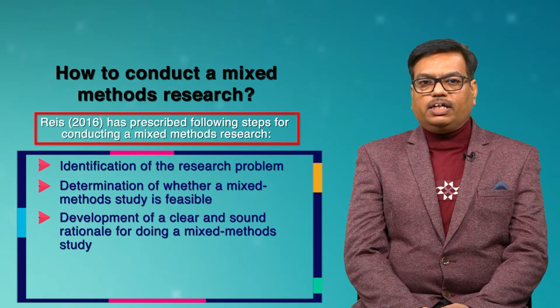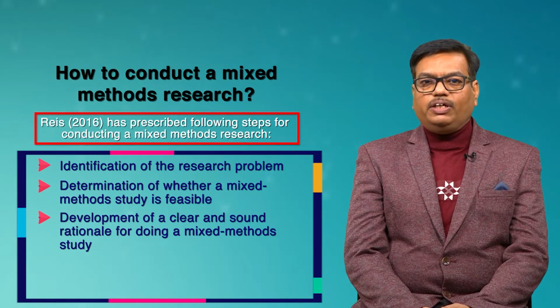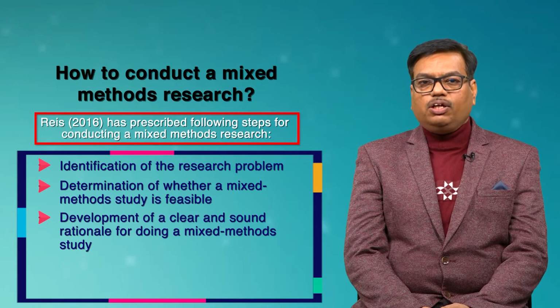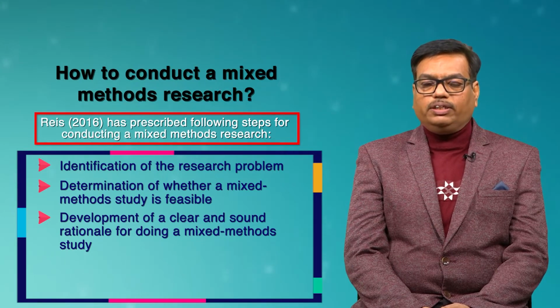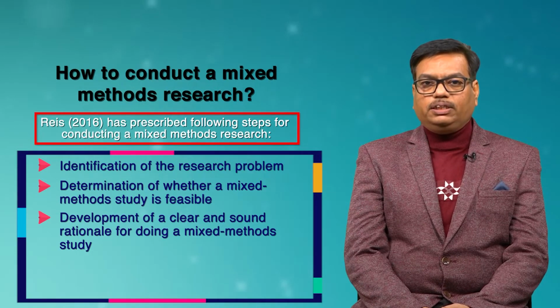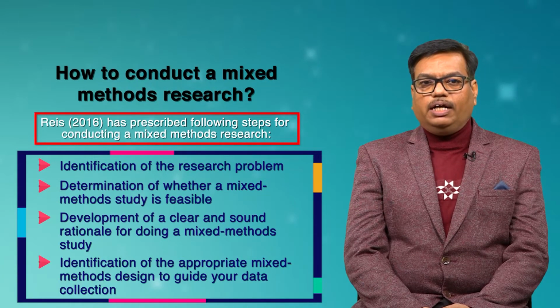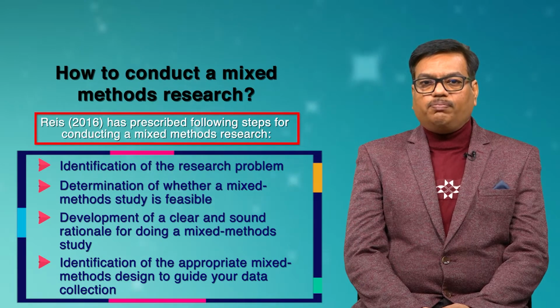Then development of a clear and sound rationale for doing a mixed method study. You have to describe why you would like to use mixed method studies, why you are not following only a quantitative or qualitative one, why you are using mixed method. So, you have to come with logical arguments and proceed accordingly. Then your next step will be identification of the appropriate mixed method design to guide your data collection.